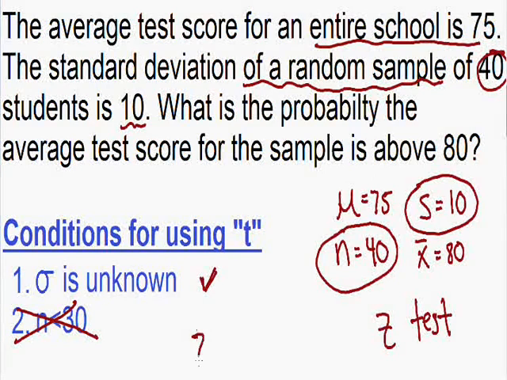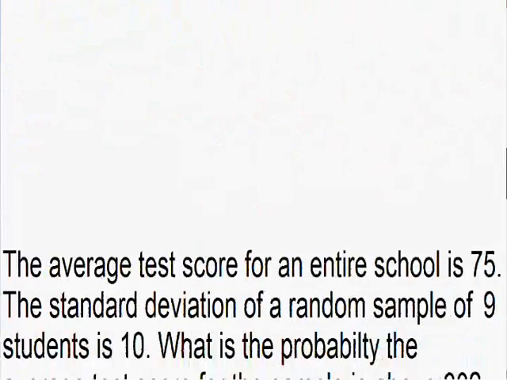And our formula for z in this example would be the average of the sample minus the population average divided by the sample standard deviation all over the square root of the sample size. And once again, I'm not going to go over this example in more detail, because the point of this video, once again, is I just want you to know whether to use z or whether to use t. So let's go over one last example, and I think that should cover everything.